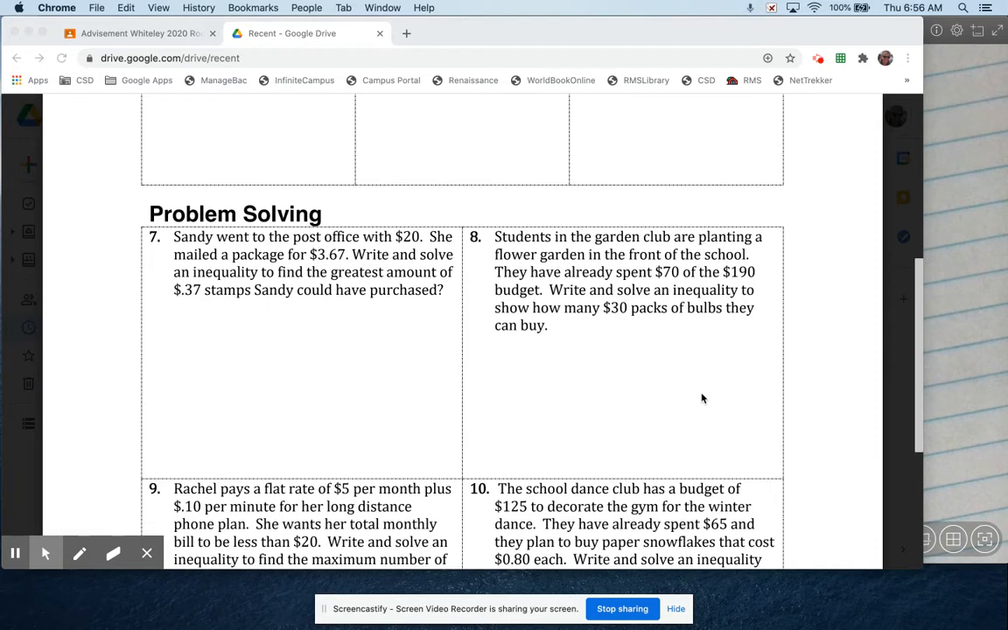For example, Sandy went to the post office with $20. She mailed a package for $3.67. Write and solve an inequality to find out how many stamps she can purchase. If the stamps are 37 cents each, how many can she purchase if she only has $20?